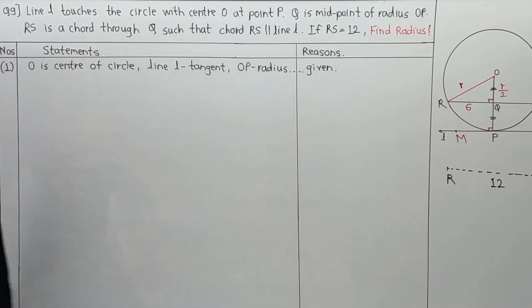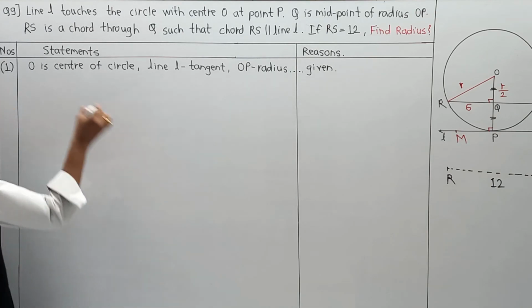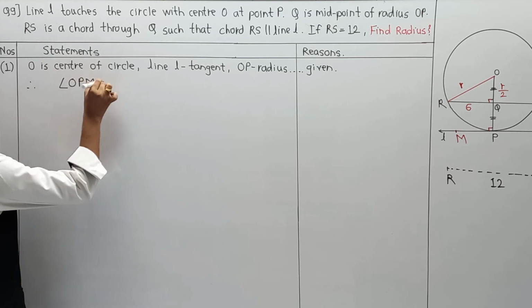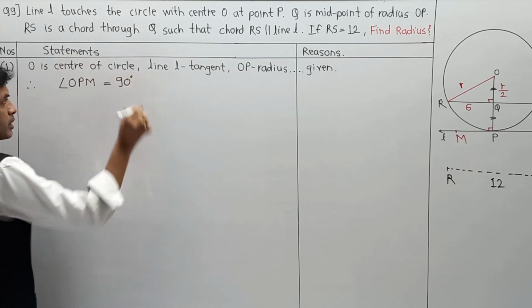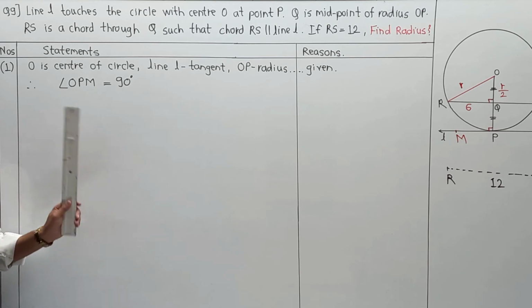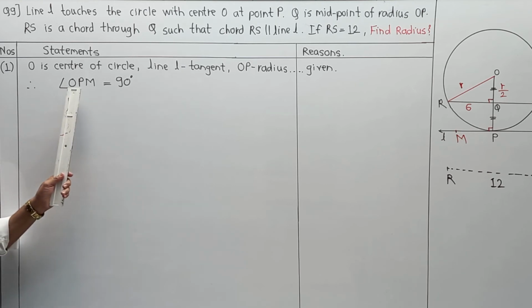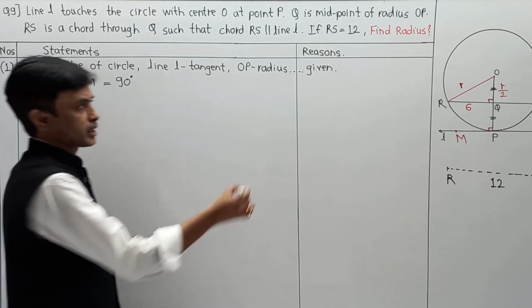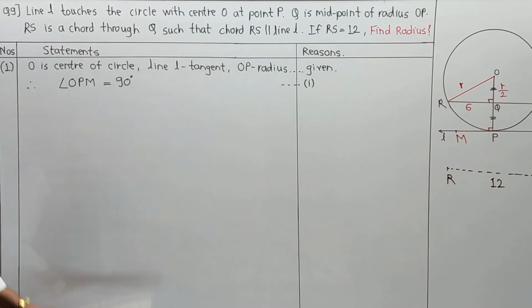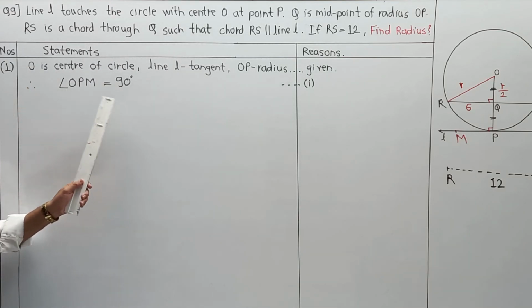So our first part, angle OPM. Therefore, angle OPM is equal to 90 degrees. Remember that OP is a radius, but M is the point we have taken extra over here. Remember it carefully. Angle OPM is equal to 90 degrees. I am going to give it as equation number 1, as this is the first part which is required over here.